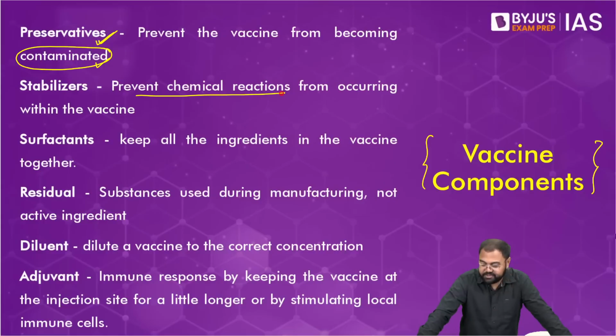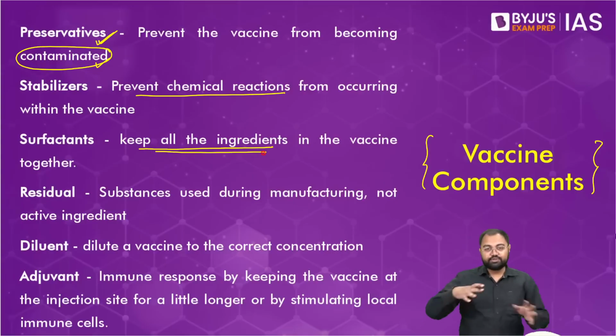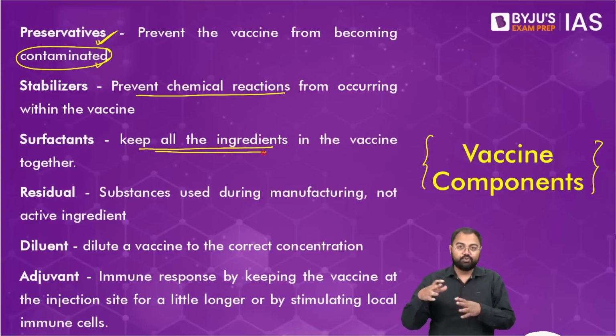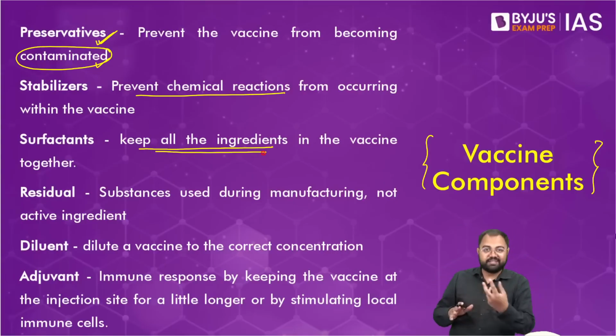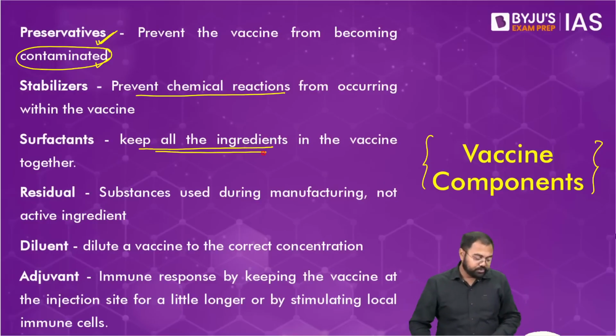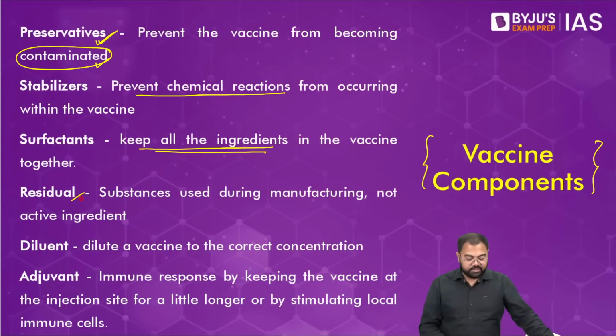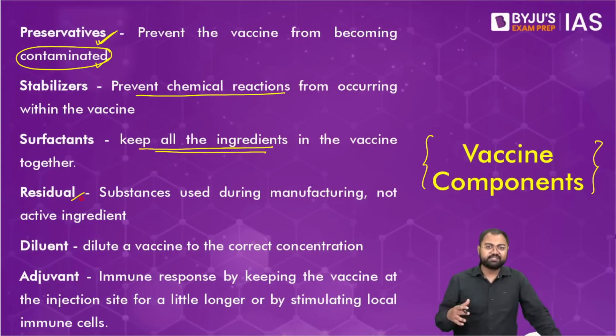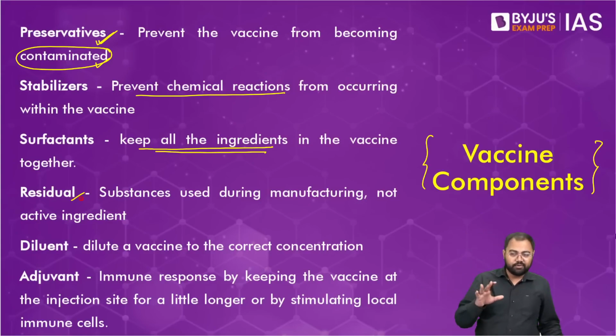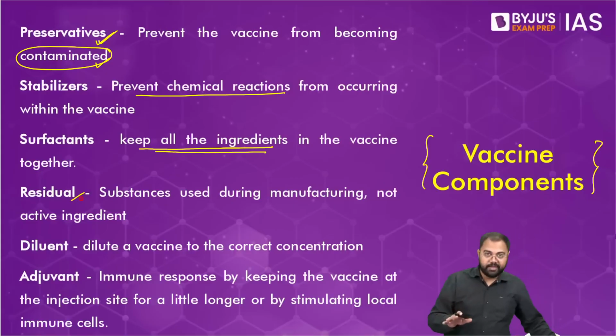Then after that, we have surfactants. So surfactants are basically materials which keep all the ingredients together in the vaccine, so that they do not form their own phases, they do not form their own layers, they should all be mixed together well so that they can have a positive impact. So that is what we have in surfactants. Then there could be certain residuals. So residuals basically are the substances that have been used during manufacturing, not useful anymore. All right, they are not going to have any positive or negative impact, just that they are there. So they are called residuals.